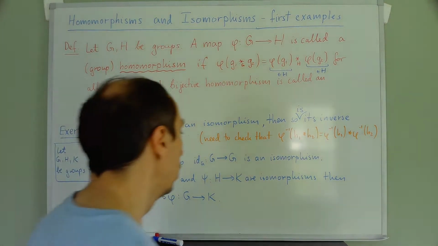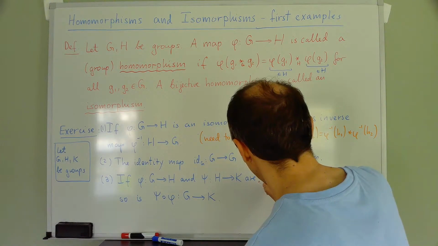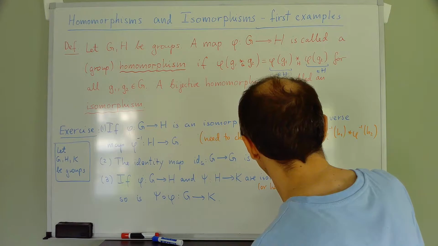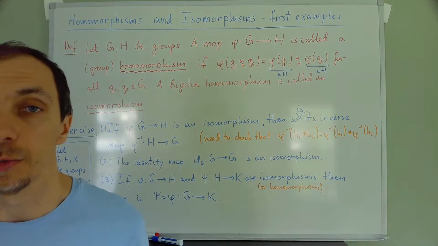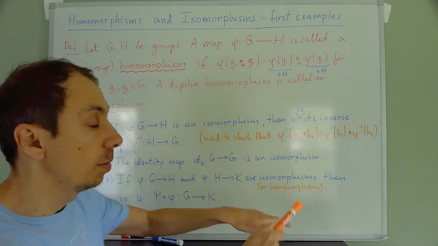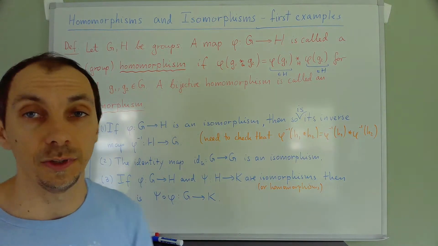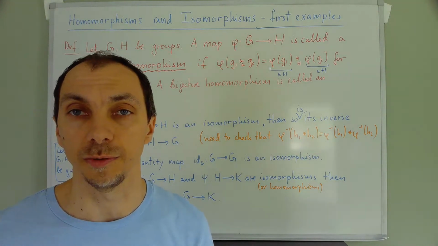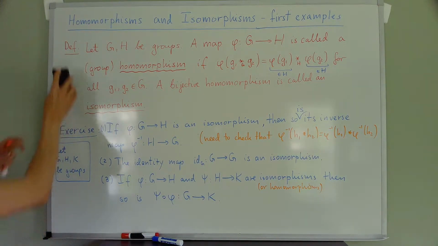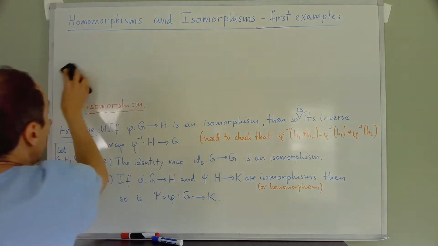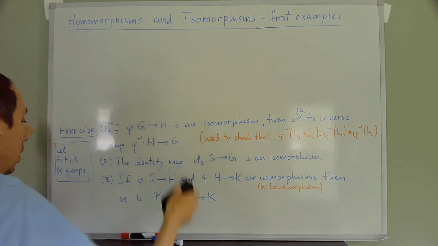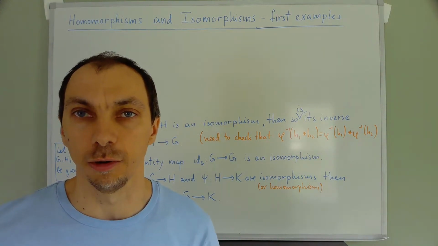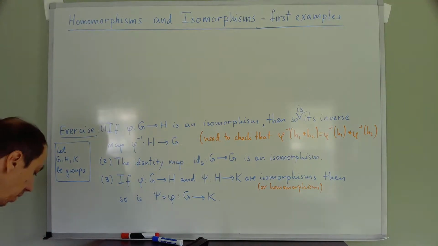So if phi and psi are just homomorphisms, then psi composed with phi is also a homomorphism. If they are both isomorphisms, then psi composed with phi is also an isomorphism. This allows us to, those of you who know about relations, this here means that the existence of an isomorphism between two groups is an equivalence relation. So we can make the following definition.